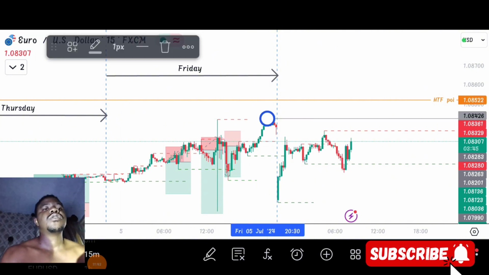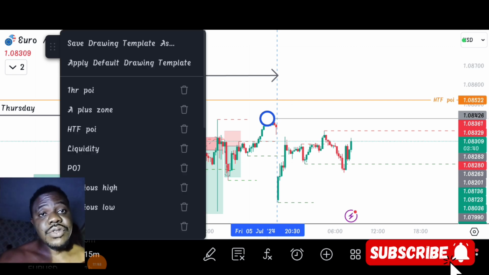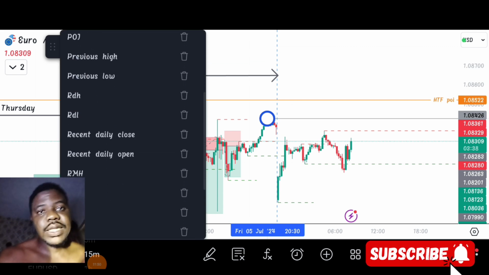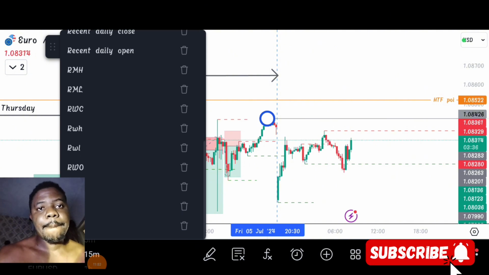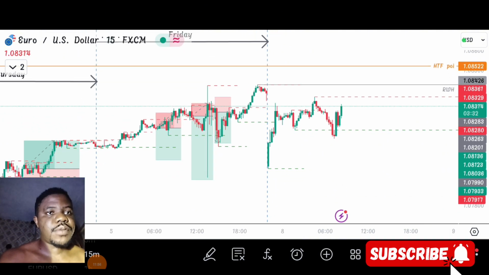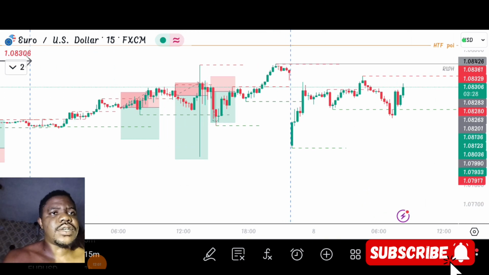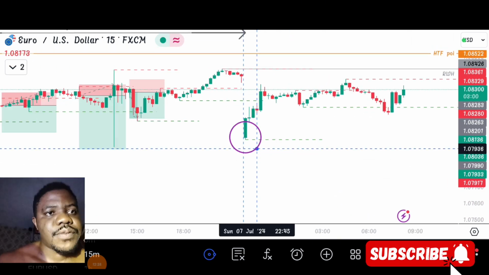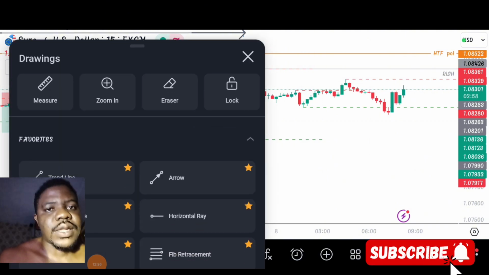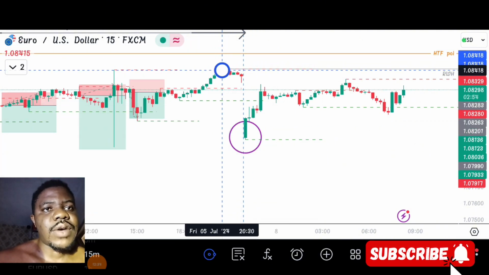So we just name it here RWH, recent weekly high. So we've put recent weekly high, and now we need to find the close of the week. Let me also highlight how we got our high of the week. This is where our high of the week is.